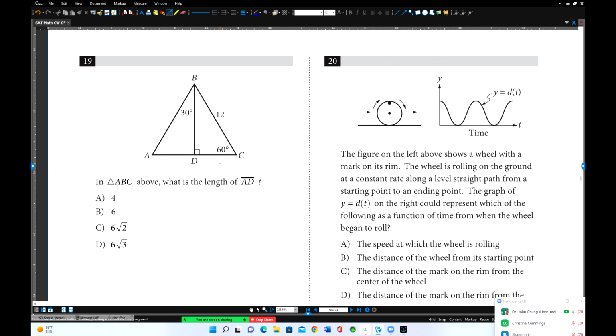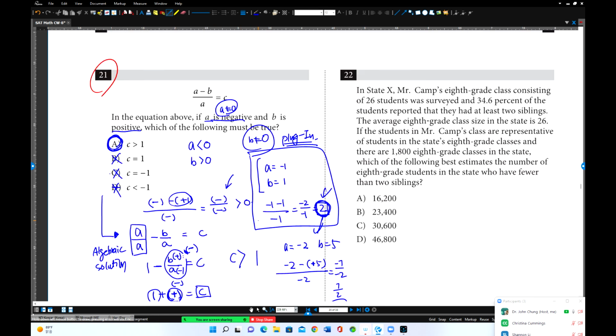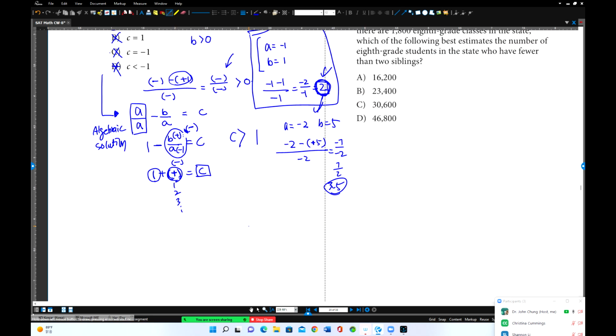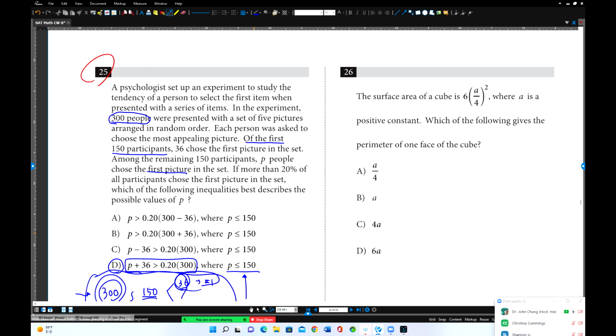The length of AD is what? That's a special right triangle, okay? If it is 12, this side is what? Half of this one, okay? So find out AD, okay? Oops, that's not 12. AD over here, okay? Same length, that is 6. I think that's okay, right? The other one is not that hard.